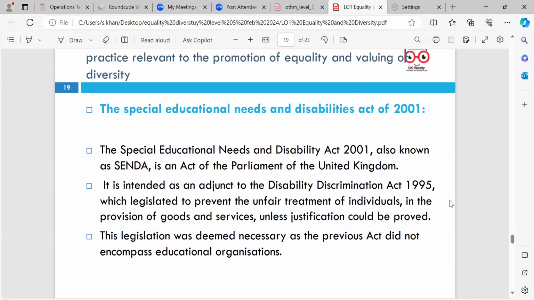The Special Educational Needs and Disability Act, also known as SENDA, is an act that was introduced by Parliament to prevent discrimination against students in pre and post-16 education. It was there to prevent unfair treatment of individuals in provision of goods and services, but it's also there to protect the right of disabled students not to be discriminated against. Do you think that happens, though? Do you think there was a need to introduce this act because disabled people were being discriminated against because of their disability?